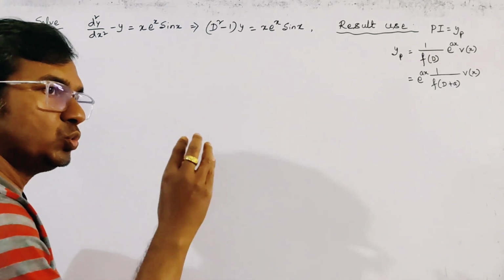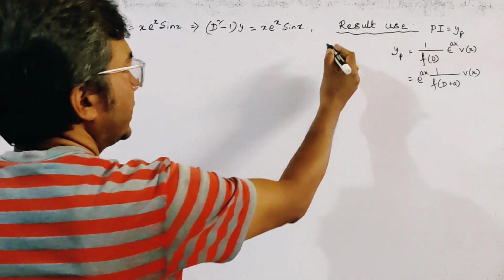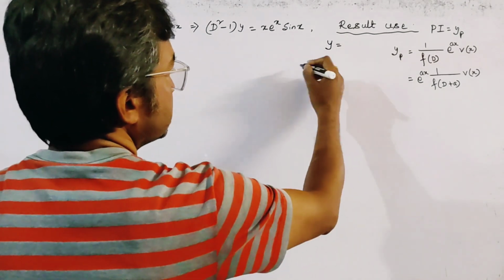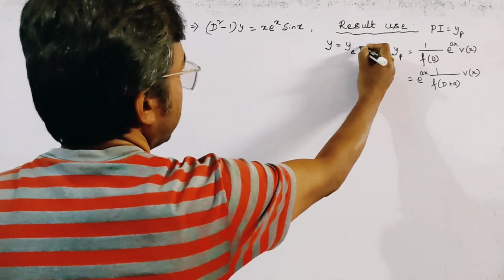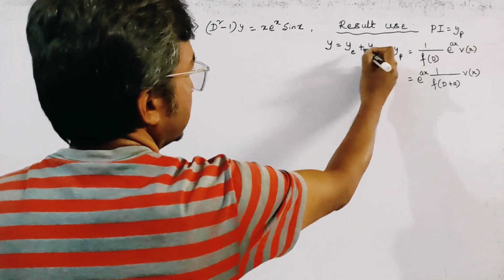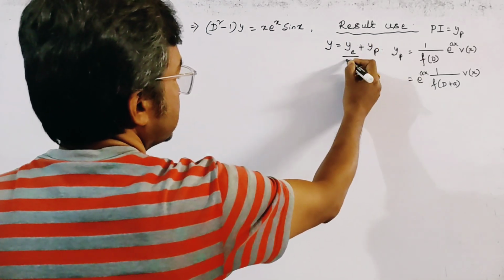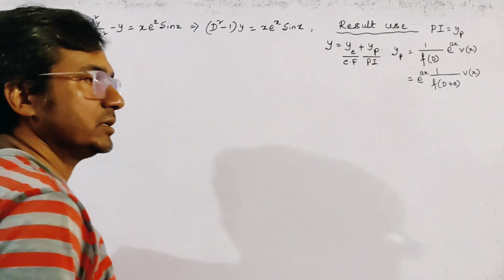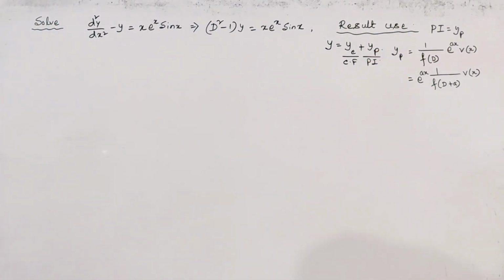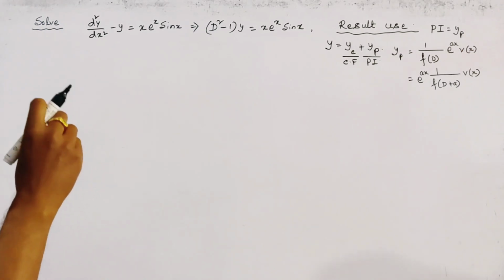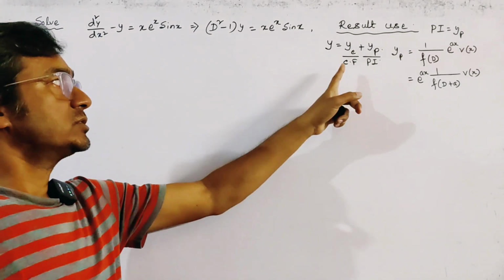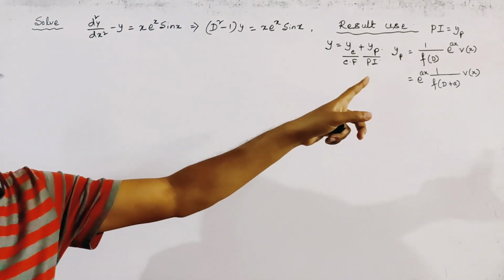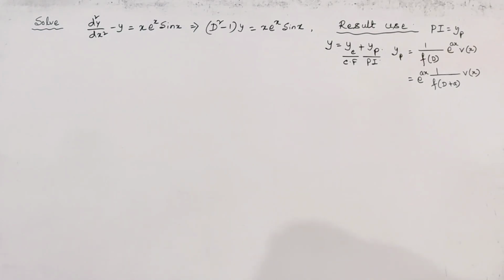It has two parts. If y is the general solution, the first part is yc and the second part is yp. The first part is the complementary function, and the second part is the particular integral. Now we derive each part, the complementary function and the particular integral, one by one in detail.